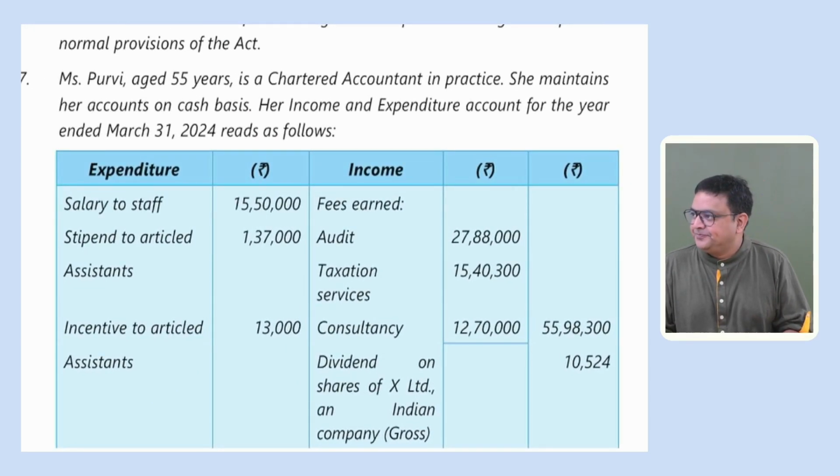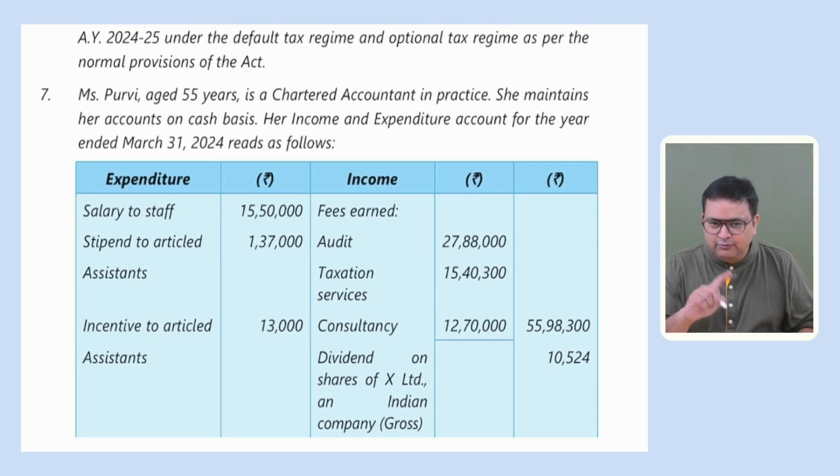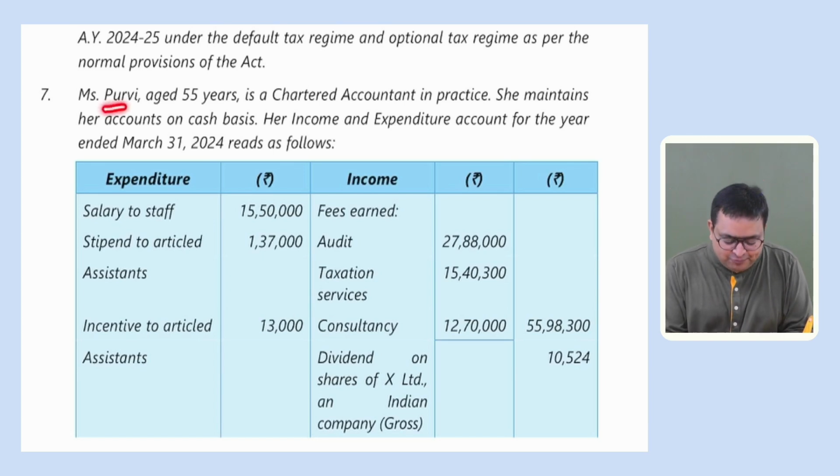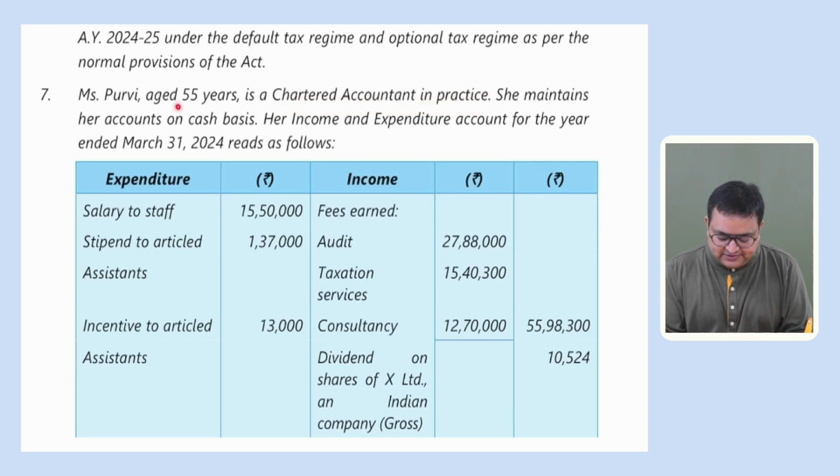Now we can read this from the start. Question number 7. We know that we need to calculate total income and tax payable, both the schemes. Miss Purvi, age 55 years, is a chartered accountant in practice. Again, she is a professional, so she is not a senior citizen, right? She maintains her accounts on cash basis. A very important point over here.